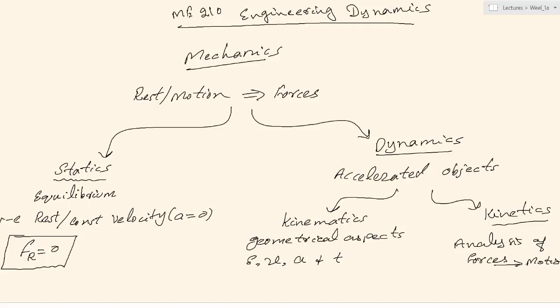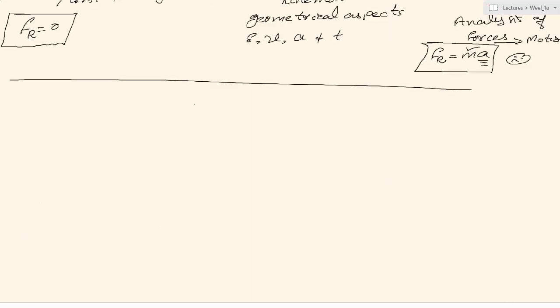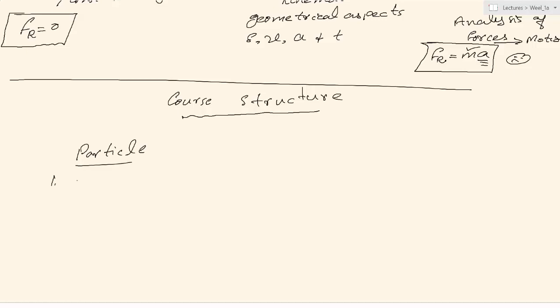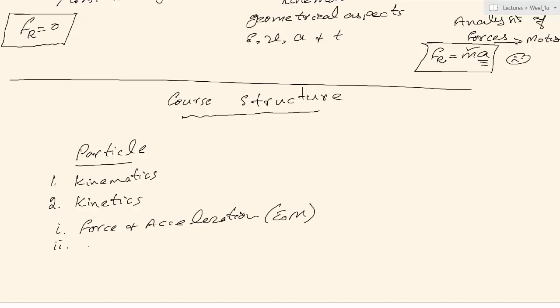Such type of motion is studied through Newton's second law of motion. Fr, the resultant force, is equal to ma, where a is the acceleration of that object. To develop these principles, the course structure is divided into two parts. First, we shall discuss the dynamics of a particle, starting from kinematics and then kinetics with three different techniques, such as force and acceleration, the equation of motion, work and energy approach, and finally, the impulse and momentum approach.